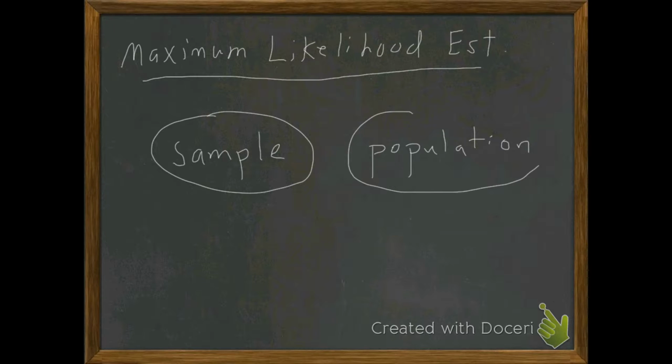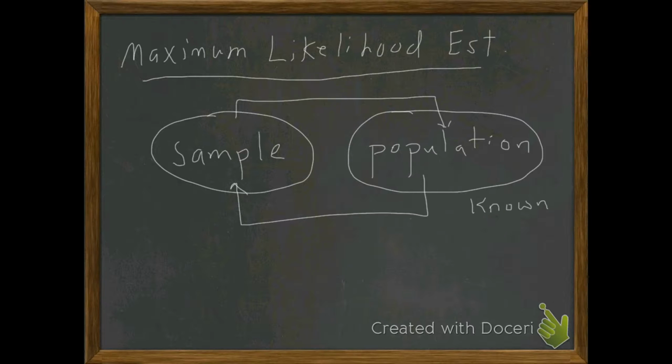And the two different directions create an interesting contrast. For example, in this direction, if we start out where we have our parameters that are known, then we can determine the likelihood of getting something from the sample using probability.